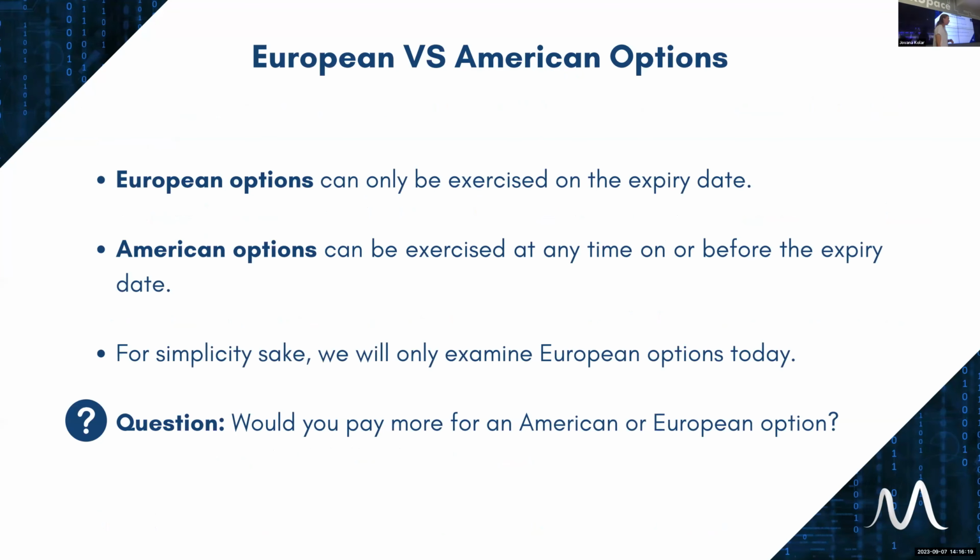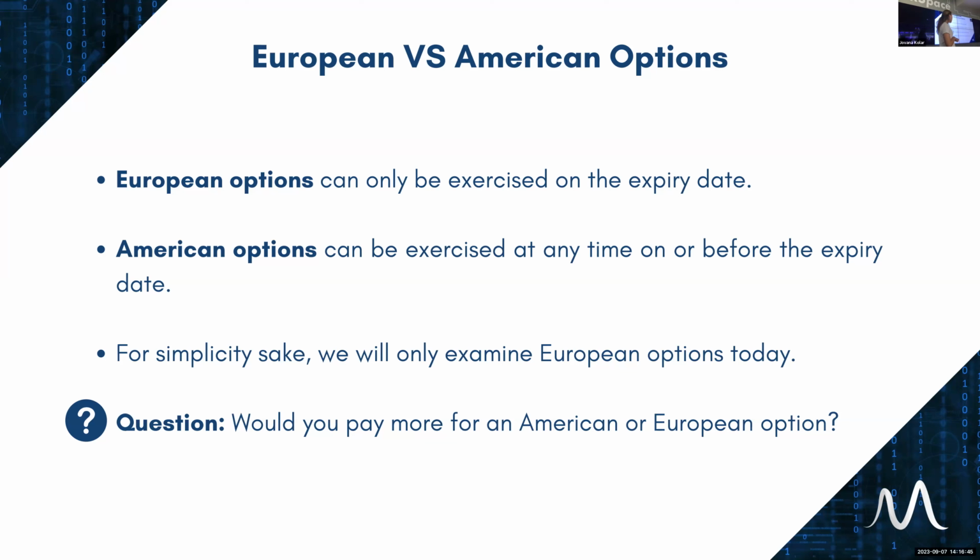So in the definition, we had that you can exercise the option on or before the expiry date. A European option can only be exercised on the expiry date. But an American option you can exercise at any time on or before the expiry date. So for today, we'll only talk about European options because they're a little bit simpler. You just have one day you can exercise it on.